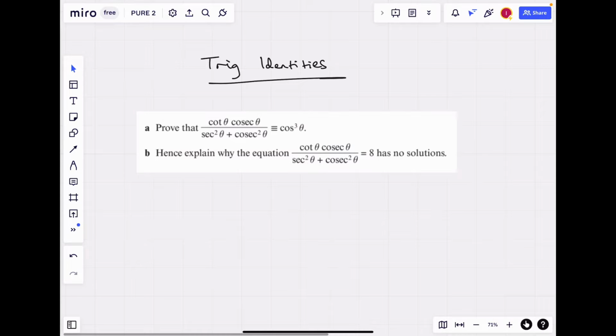What you're going to do now is take what you've just learnt about sec, cosec, and cot and use what you did in Pure 1 when you had to prove and use trig identities. You're kind of going to marry the two now. So, that being said, part A, can you give it a go, please?